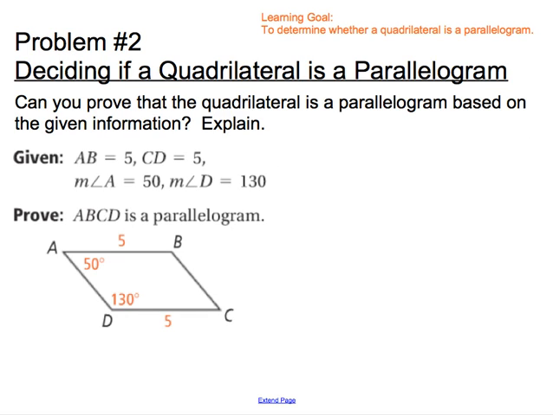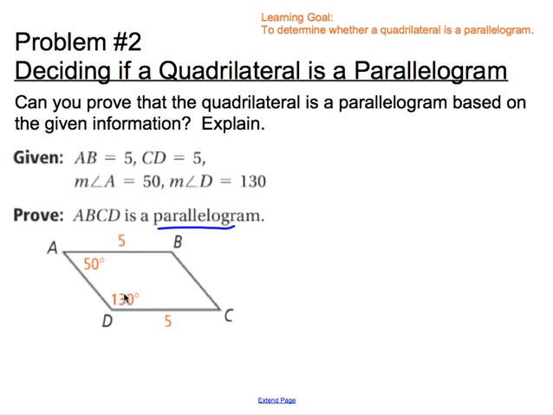So we want to decide if a quadrilateral is a parallelogram with some given information. Here we have segment AB equals 5, segment CD equals 5, the measure of angle A equals 50, and the measure of angle D equals 130, and we're asked to prove that this is a parallelogram. In this case, one of the things that we should always be looking for is parallel lines. We're looking to show that this is a parallelogram, so if we can get parallel lines, we're almost there.